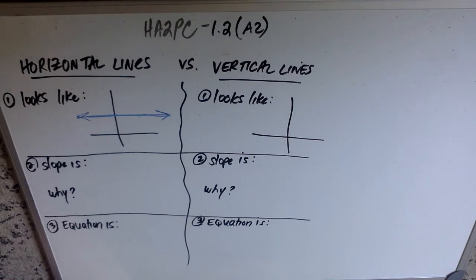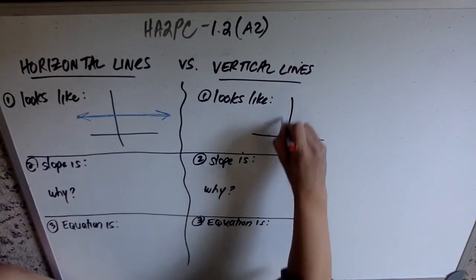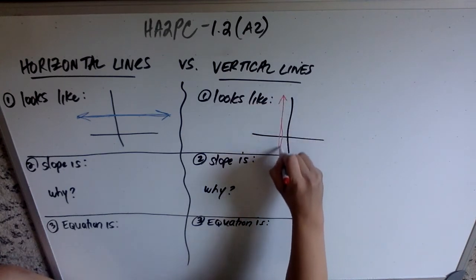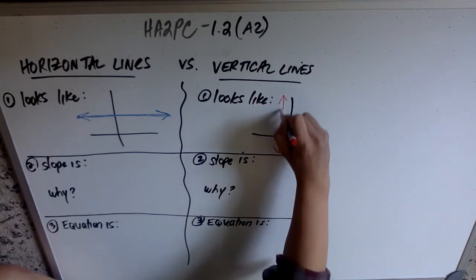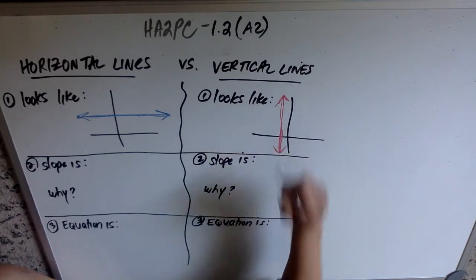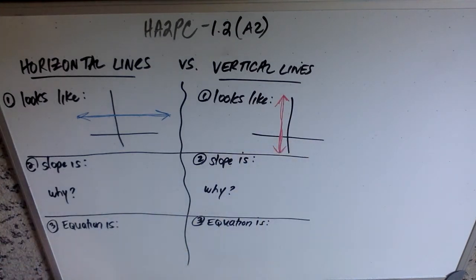And then, in theory, if the red works, we'll find out, I'm going to give you an example of a vertical line. So here's an example of a vertical line. A vertical line goes up and down only, not left and right. And a horizontal line goes left and right only, not up and down.